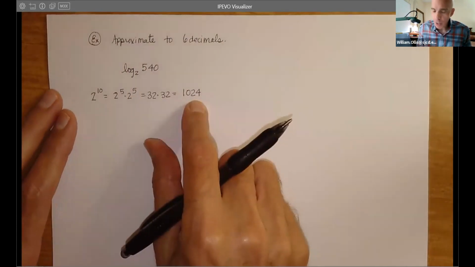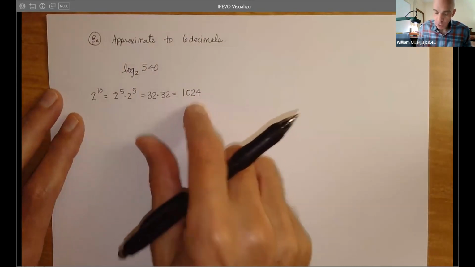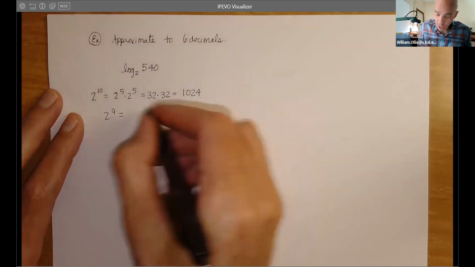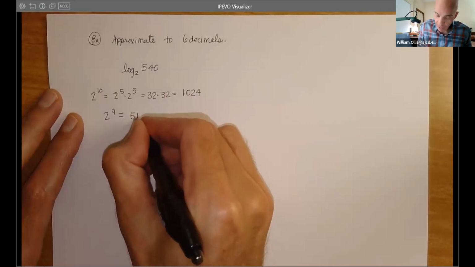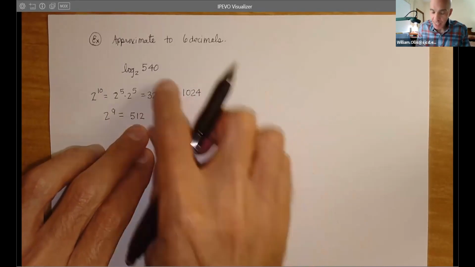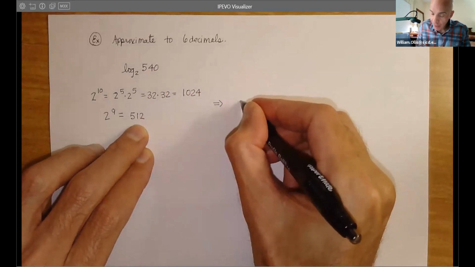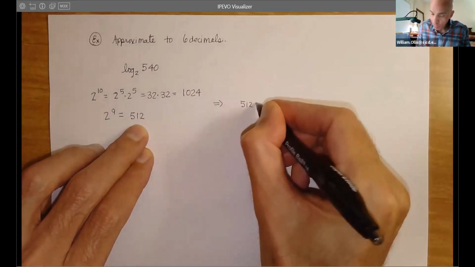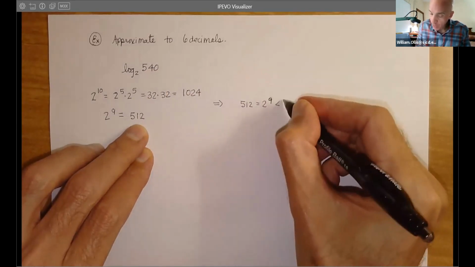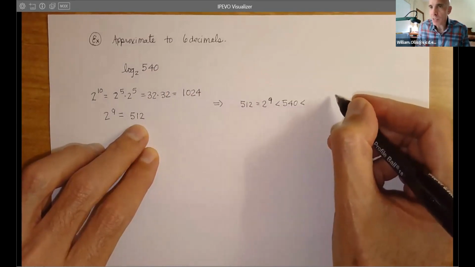But what we can see here is that if we bump down one level to 2 to the 9th, this will just be this divided by 2. So that'll give us a 5, a 1, and a 2. So at least from the standpoint of base 2, we see that 540, this implies that we have 512, which equals 2 to the 9th, as a lower bound of 540.